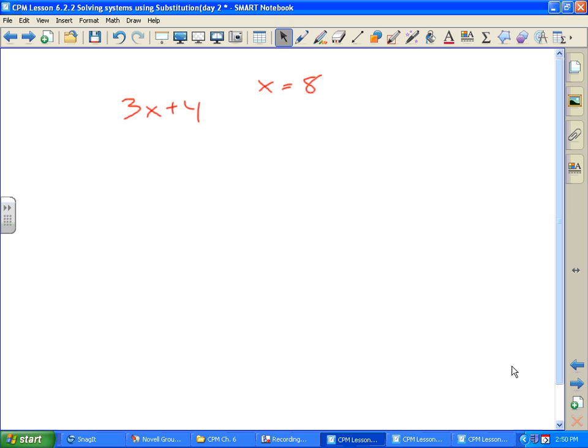Substitution method of solving an equation or a system: what we're going to do is I'm going to backtrack a few years here. If we gave you this problem and said 3x plus 4 when x equals 8, to simplify that, you'd take 3 times 8 plus 4. That's 24 plus 4. That's 28. You've been doing this for a while now. You just replace a value for a variable.